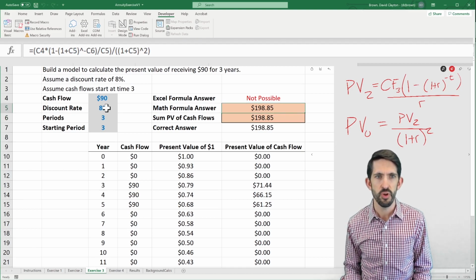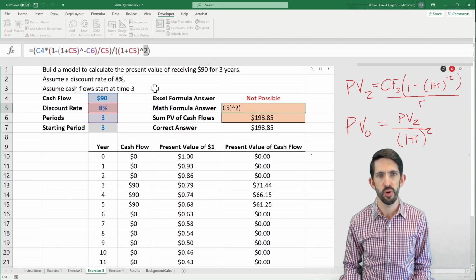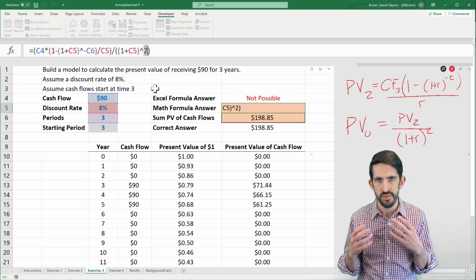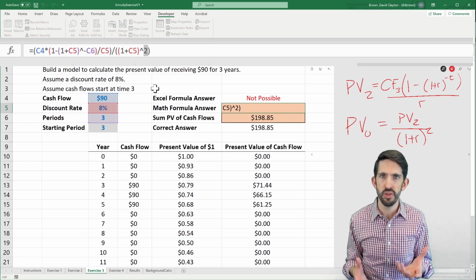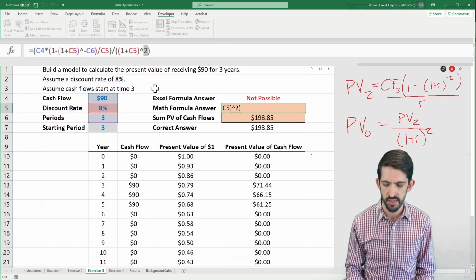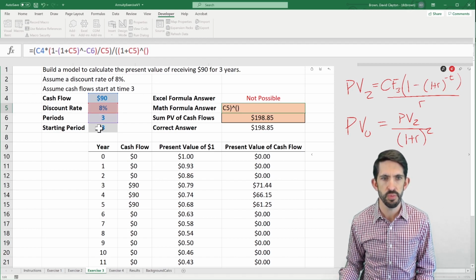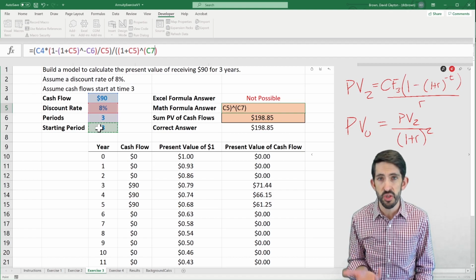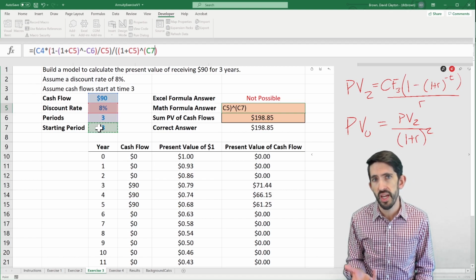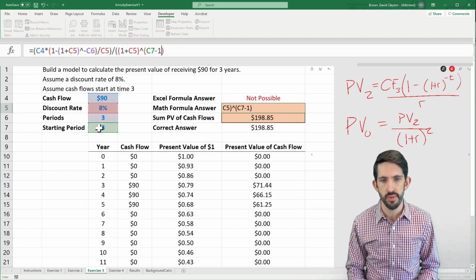The only problem with this formula is that this number 2 is what I would call hard-coded in, right? It's typed in, we typed in a 2 where we could have used a parameter or one of our inputs. So what's going to be better than that, let's delete that. And instead, we're going to reference our starting period. Our starting period's 3, though. And that's okay. Our cash flows start in period 3, but we know there's a lag of 1 year, right?